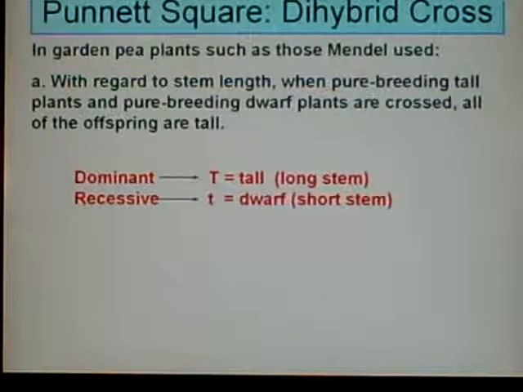Okay, in garden pea plants such as those Mendel used, A. With regard to stem length, when pure-breeding tall plants and pure-breeding dwarf plants are crossed, all of the offspring are tall. That tells us that tall is dominant over dwarf, the recessive. For our symbols, we can use either T or D. We're going to use T. Okay, so capital T will stand for tall. Lowercase t will stand for dwarf, the recessive trait.